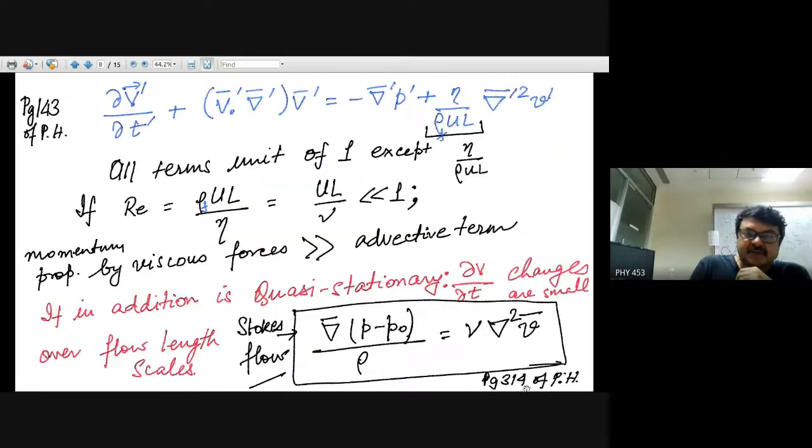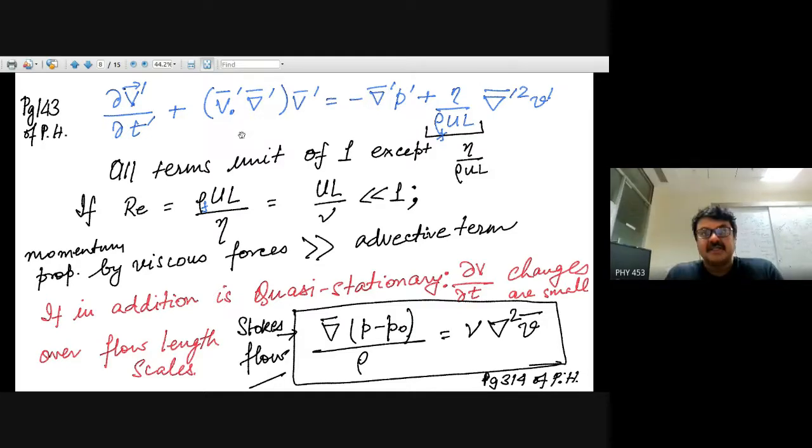Okay, so that's how I've discussed the role of Reynolds number, which decides the relative importance of the advective term compared to the viscous terms in the Navier-Stokes equation. It is a bit simpler than turbulent flow. You can work with a linear equation, a Stokes flow, which is quasi-stationary, right? Where viscous forces dominate. Of course, if both terms are equivalent, then you have additional complexities.